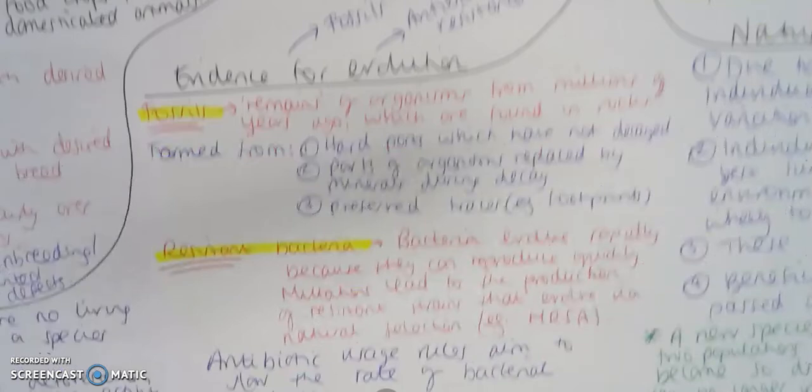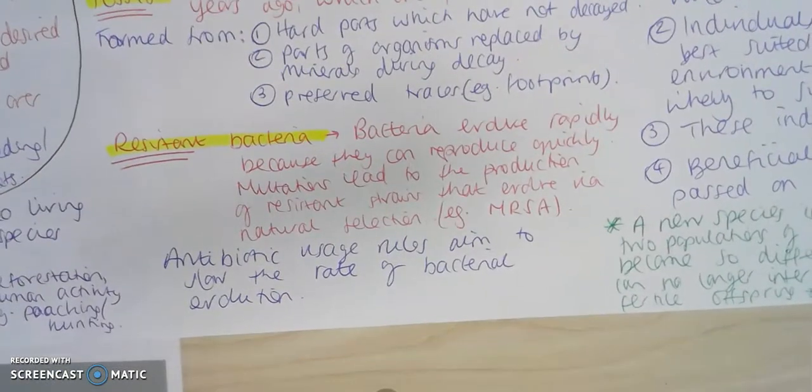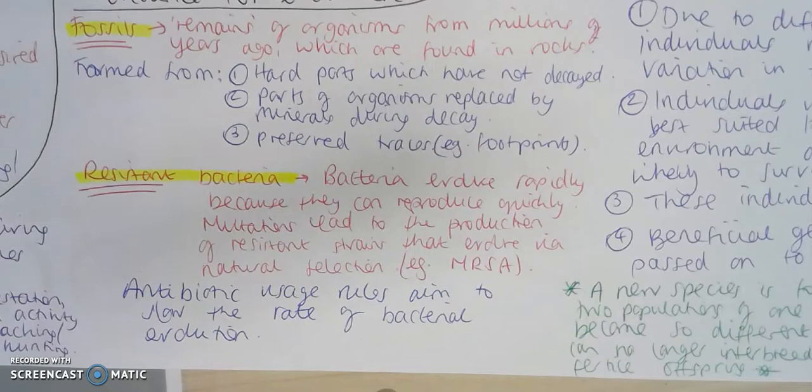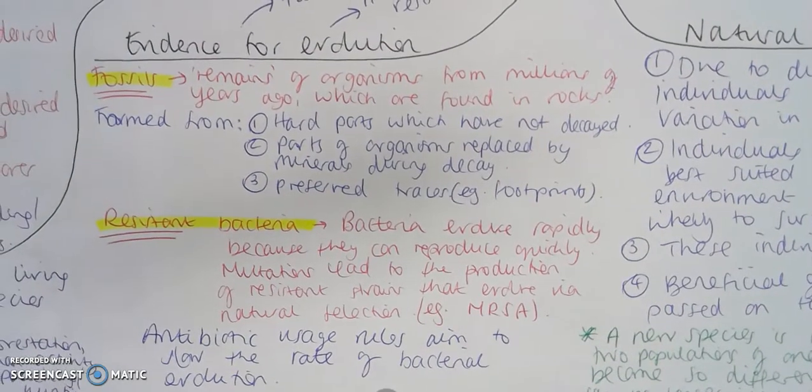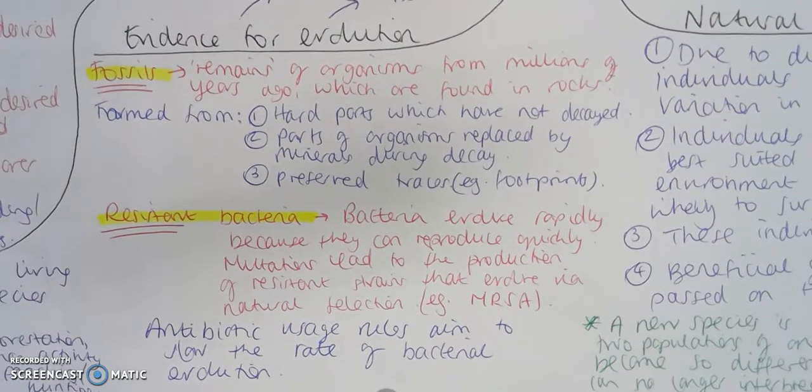For resistant bacteria, the reason this provides us with evidence for evolution is because it's an example of natural selection happening, but on a very short time frame. Okay, whereas with lots of things, natural selection takes millions and billions of years. For bacteria, it's a very short time frame. What we mean by this is that bacteria evolve really rapidly because they can reproduce quickly. Mutations lead to the production of resistant strains that evolve via natural selection. A good example of this is the evolution of MRSA bacteria.